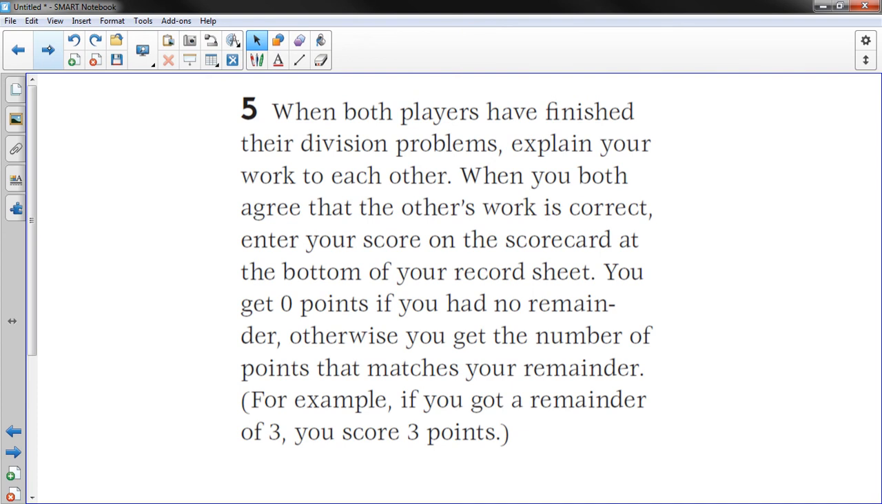Number 5. When both players have finished their division problems, explain your work to each other. So those two players will share their work with each other. Make sure they agree on that. When you both agree that the other's work is correct, enter your score on the scorecard at the bottom of your record sheet. You get 0 points if you had no remainder. Otherwise, you get the number of points that matches your remainder. For example, if you got a remainder of 3, you score 3 points.